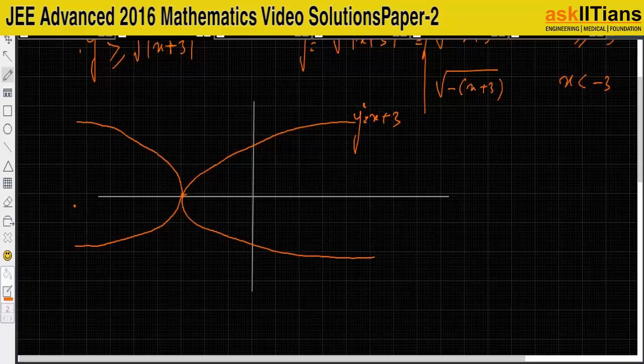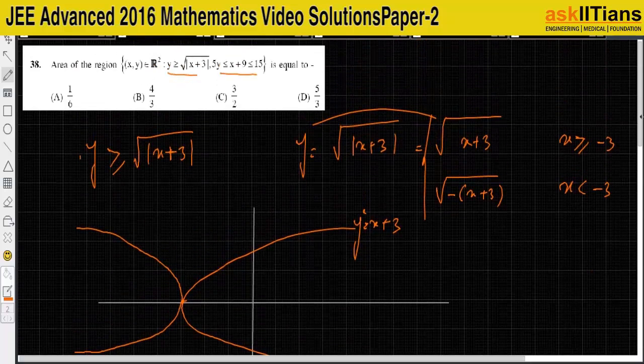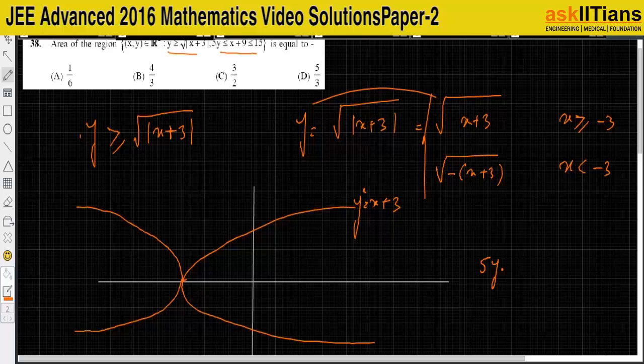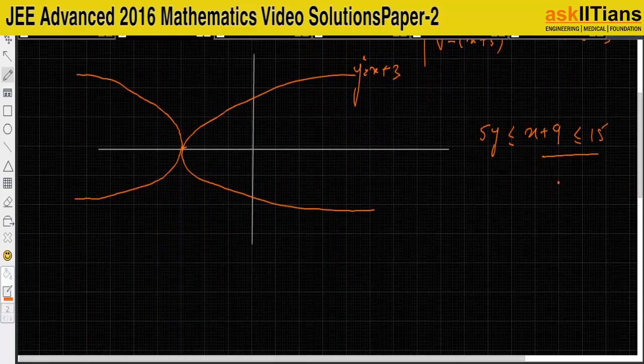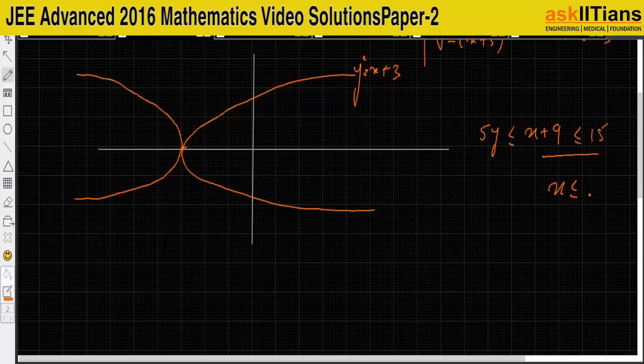Now there are two more lines which are given. 5y is less than or equal to x plus 9, and x plus 9 is less than or equal to 15. So from here I'll get actually two lines. From this, x is less than or equal to 15 minus 9, so that will be 6, x less than or equal to 6, and here 5y is less than or equal to x plus 9.